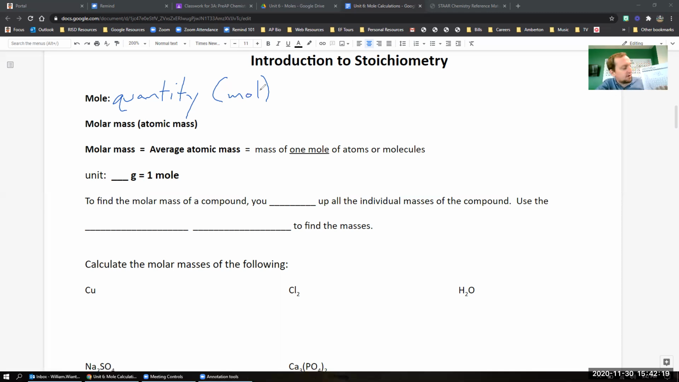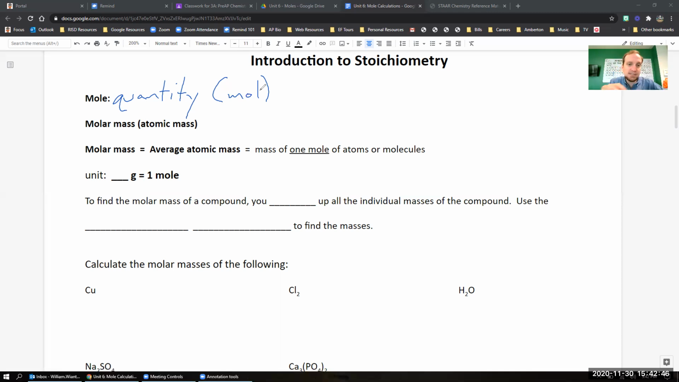And it's the exact same thing for every other element. If I had 1 mole of chromium, 6.022 times 10 to the 23rd atoms of chromium, it would weigh 51.996 grams. That's how much it would weigh. And like it says here, some number of grams equals 1 mole. Again, it's the average atomic mass right off the periodic table.